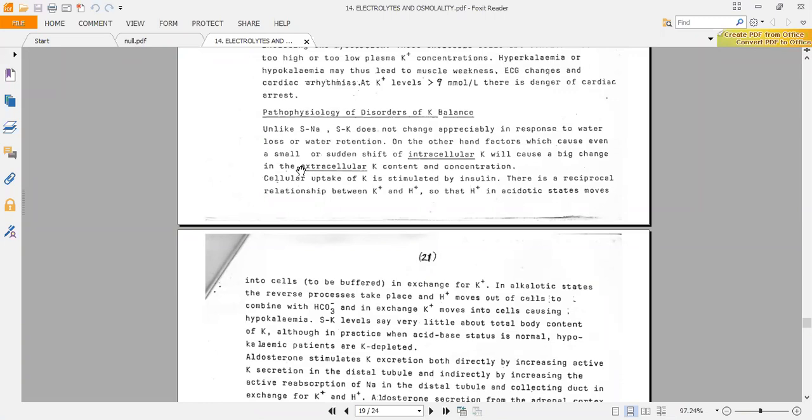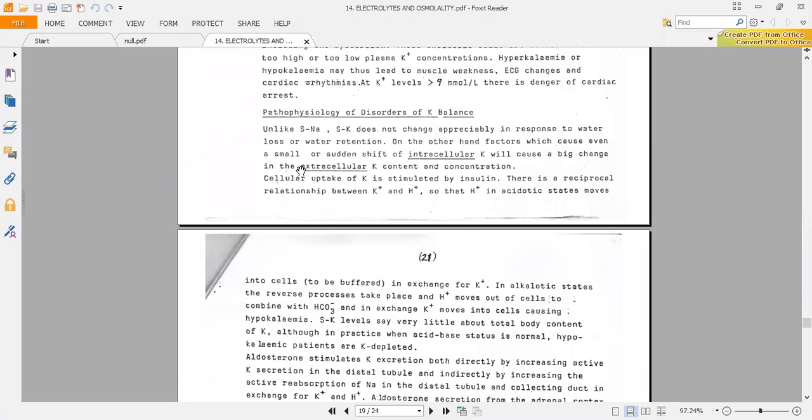Okay, good. And then the opposite is also true. If someone has low levels of H+, then H+ must move from inside the cell to the outside of the cell, and as it does so, potassium will move from outside the cell to inside the cell. So it's like an antiport system.